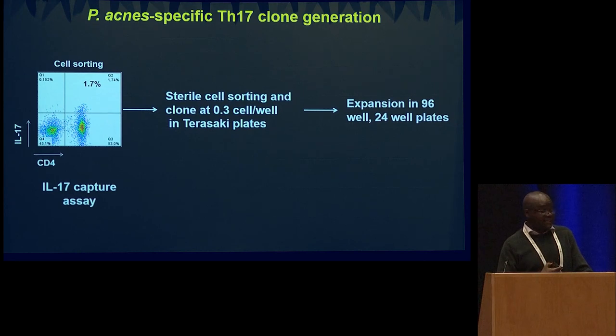So in order for us to understand how these strains modulate the CD4 T cell responses at the T cell level, we decided to generate T cell clones. What we're doing here is stimulating PBMCs with the different strains, and then selecting for a double population of cells, cells that are secreting IL-17 and also expressing CD4. We sterile sort these cells and then clone at 0.3 cells per well, and then we expand these cells in culture.